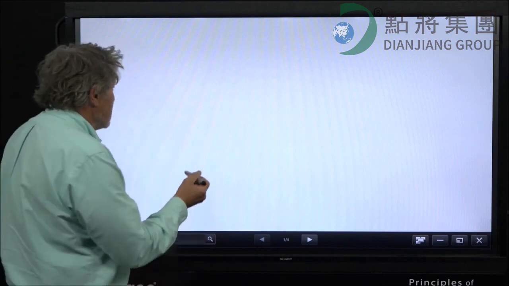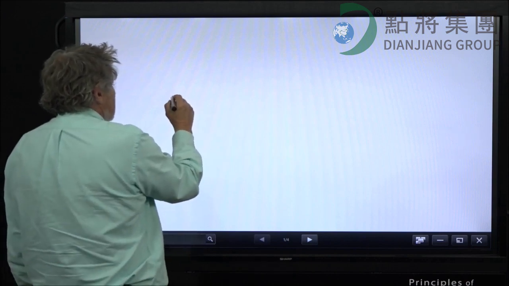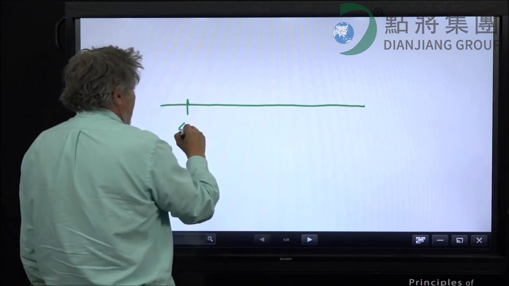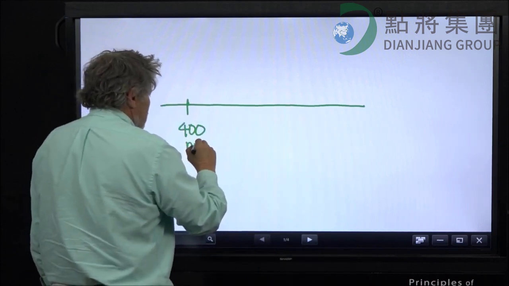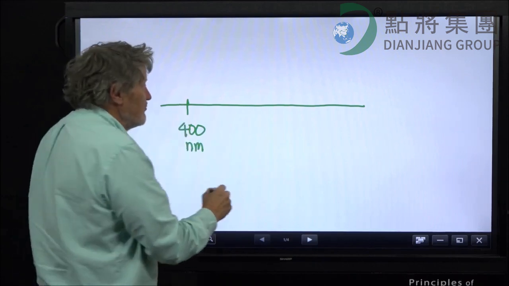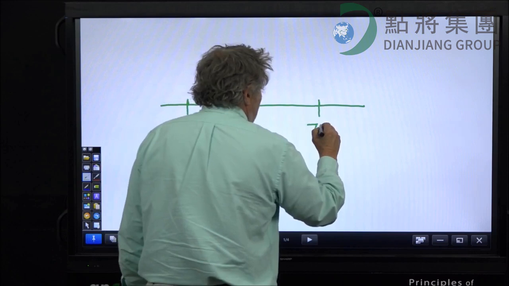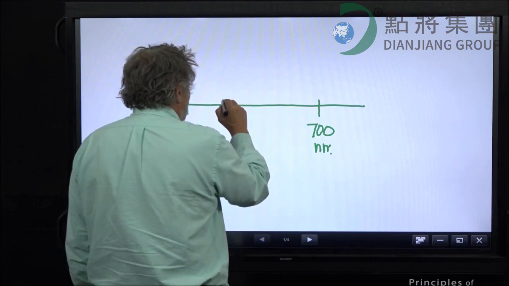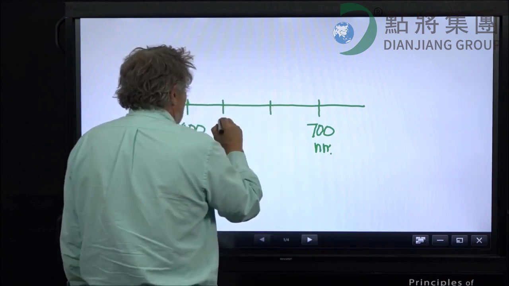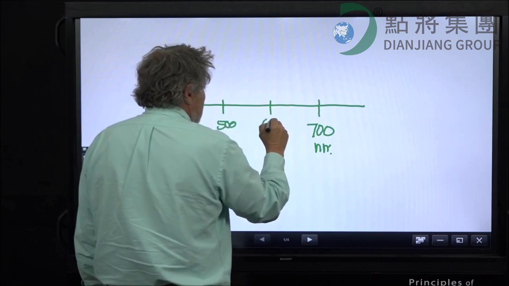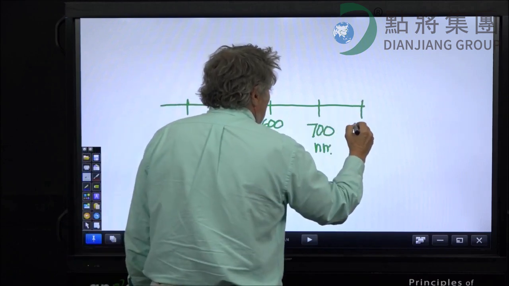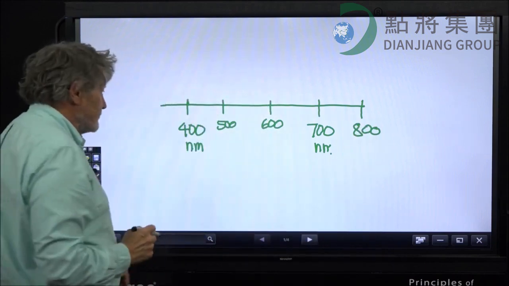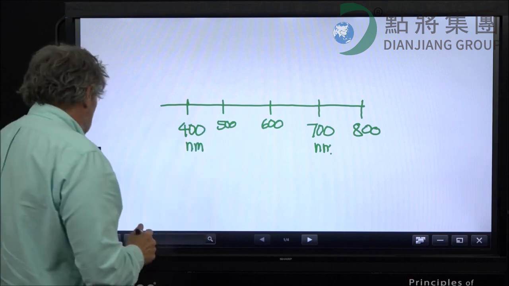So we're going to take plant growth. Let's start with colors, and we're going to start right here with 400 nanometers. This is roughly the start of human vision, and we're going to go over here to 700 nanometers. And right in the middle, here's 500, here's 600, and over here we'll put 800. So these are the wavelengths associated with colors of light.